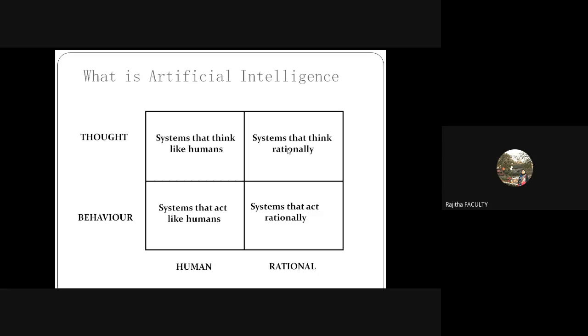Think like humans, act like humans. Both should be there, right? Think rationally and act rationally. Both should be there. If your machine is satisfying these 4 properties, then it means that it is taking decisions intelligently, right?